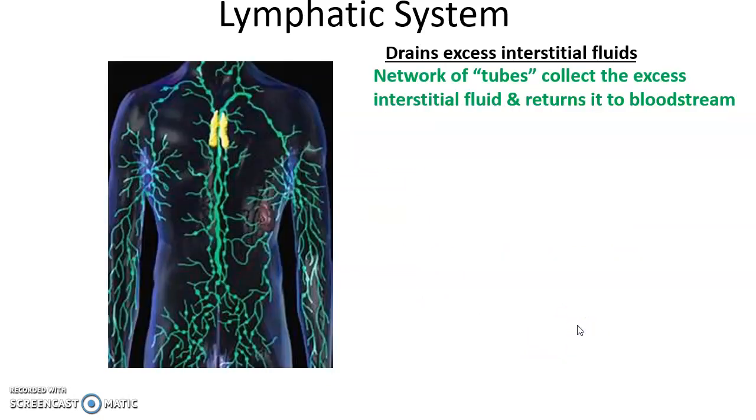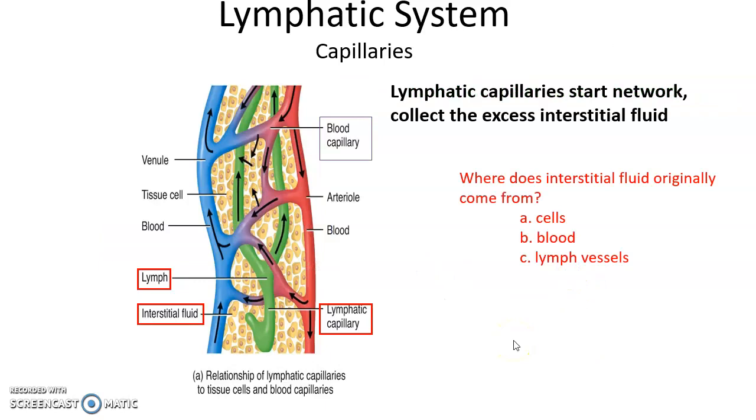So again, the big thing, draining excess interstitial fluids. We have this network of tubes that collect the excess fluid and then relieves the pressure on our tissues and then returns that fluid to the bloodstream. So it all starts with the lymphatic capillaries. Lymphatic capillaries are extremely small, as expected, just single cell thick tubes, and they pull in the excess fluid surrounding the tissues. This fluid, as I mentioned before, originally comes from the bloodstream, from the blood.